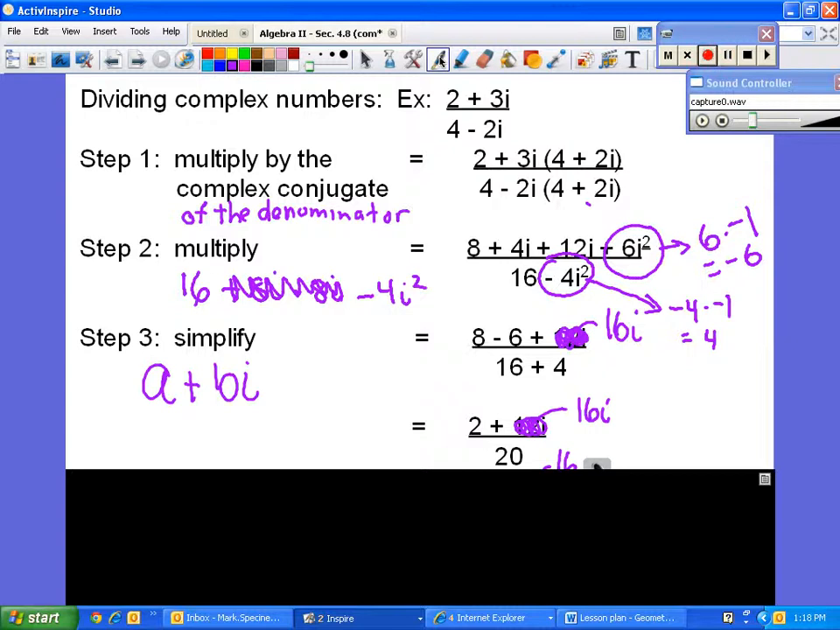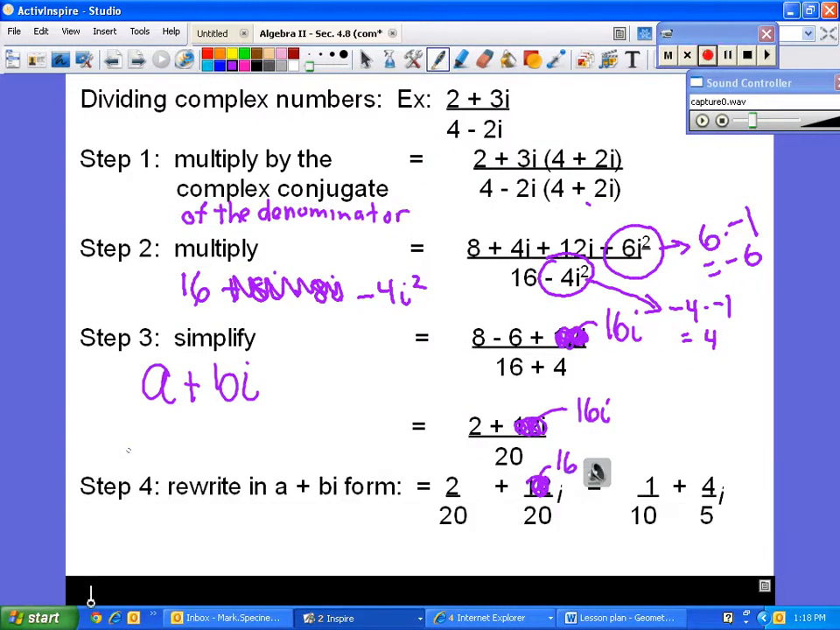Okay, now I'm almost done. My answer has to be in the form of a plus bi. So what I'm going to do is take that 20 in the denominator and give it to each part. So I'm going to put 2 over 20 and 16i over 20. And that's what I get here. I get 2 over 20 plus 16i over 20.